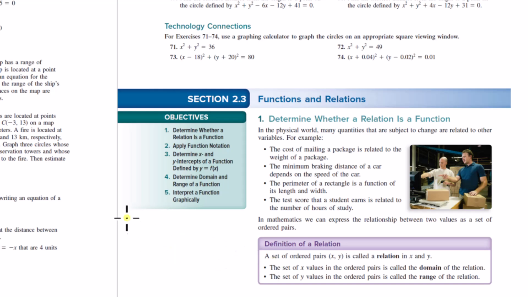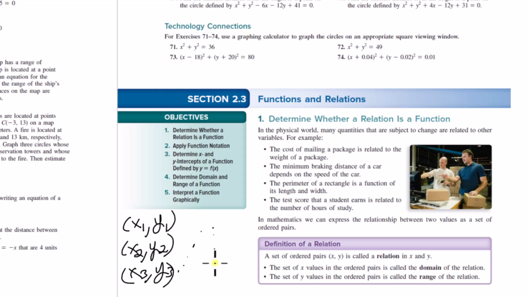So a set of ordered pairs. There's two variables. Let's say you've got x1, y1. There's one ordered pair. x2, y2. There's another ordered pair. And you just keep going, however many ordered pairs there are. Okay, that's the fundamentals of what we're doing.